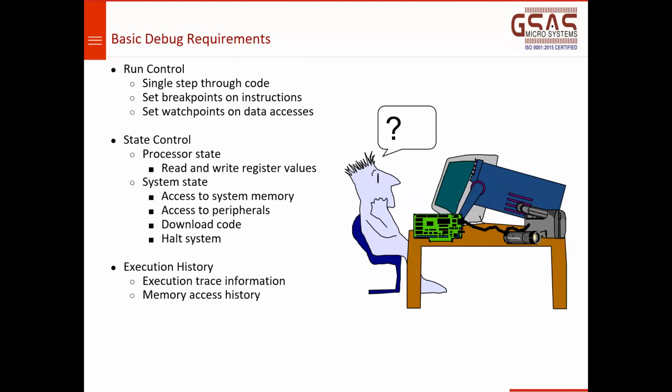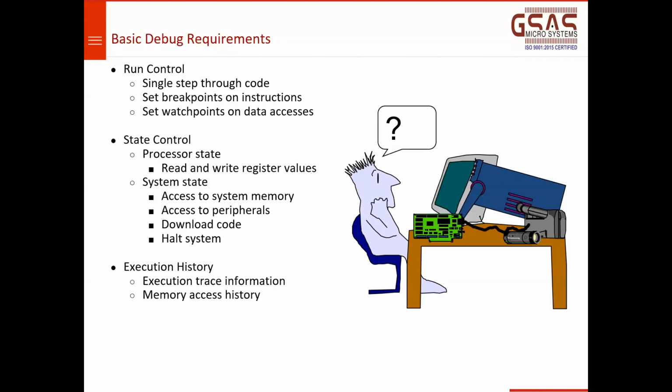Next, with the debugger, we can also see the state control. State control means processor state. Processor state means the ARM processor operates in various modes. Though Cortex-M is simple, with only 2 modes, if you go for higher end Cortex-A, Cortex-R, they operate in 6 to 7 exception modes.